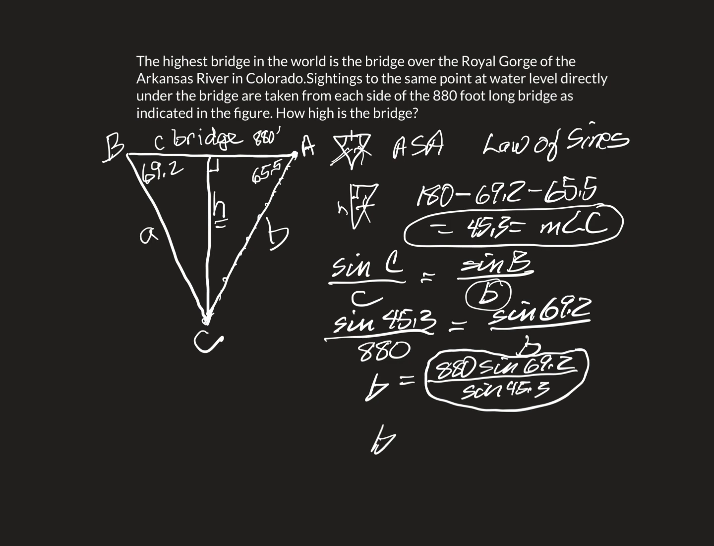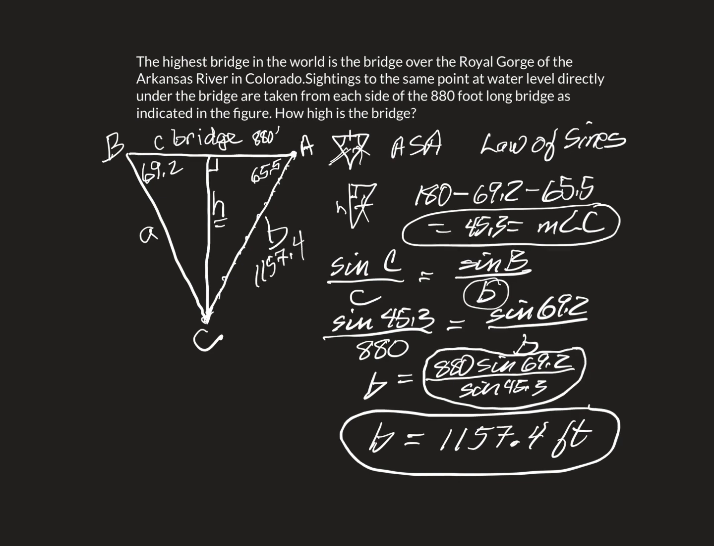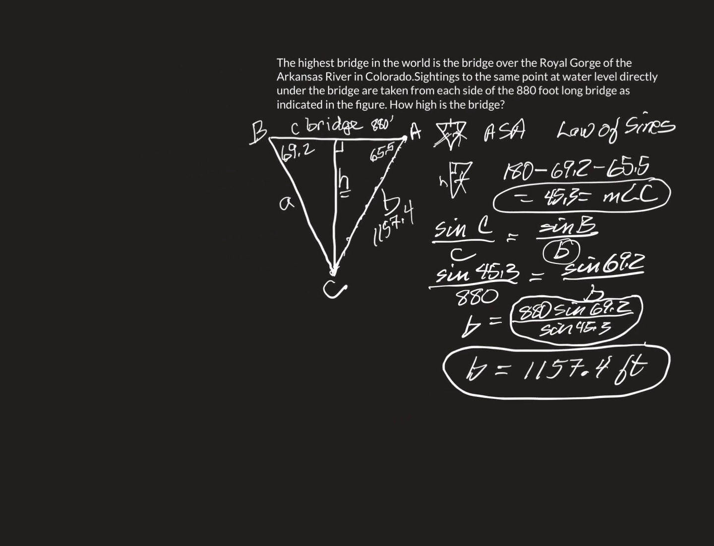Divide that by the sine of 45.3. And that'll give us 1,157.4 feet. All right? And that's how long B is. So B is 1157.4. Okay, so now we need to do the rest of the problem, which is the right triangle.